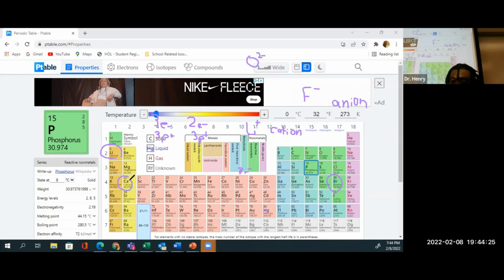Calcium. Calcium is 2 away. If we lose 2, 1, 2, it will be like neon. So what's going to be the charge on calcium? Ca2 plus.